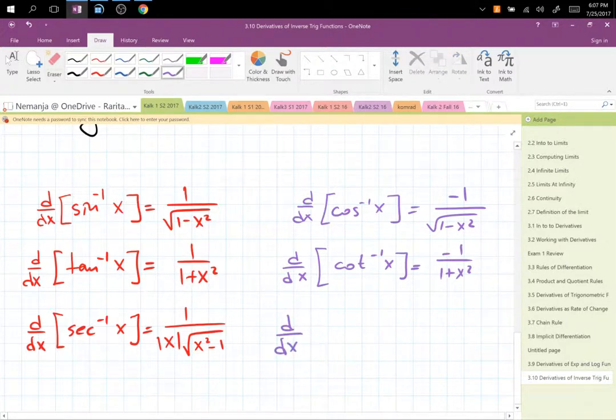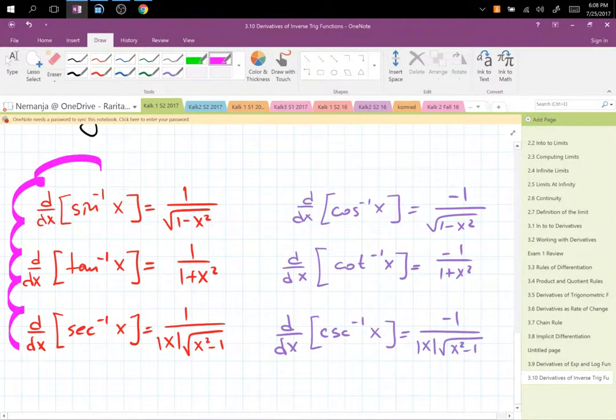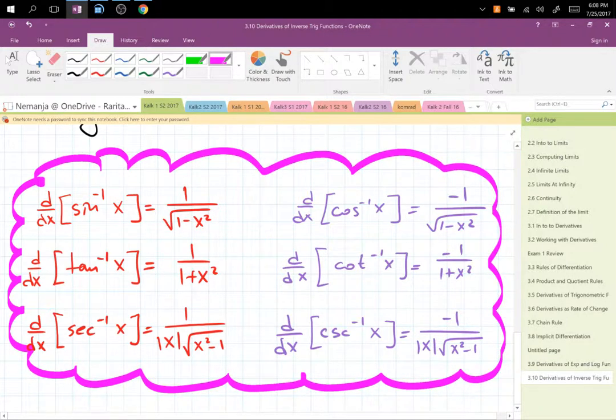And finally, we have the cosecant inverse x, which is going to be negative 1 over absolute value of x times square root of x squared minus 1. So I'll put this on a cloud. These are your formulas for 3.10.